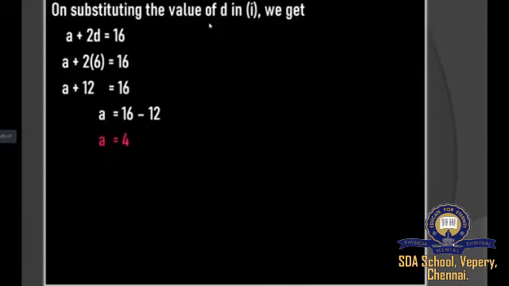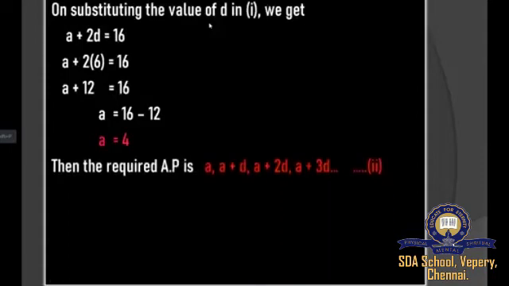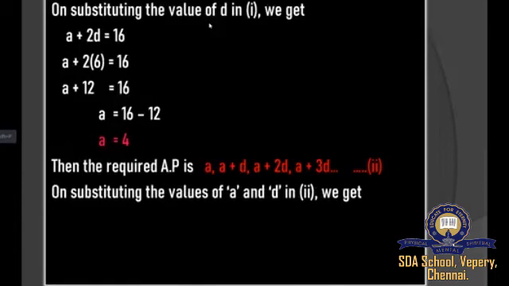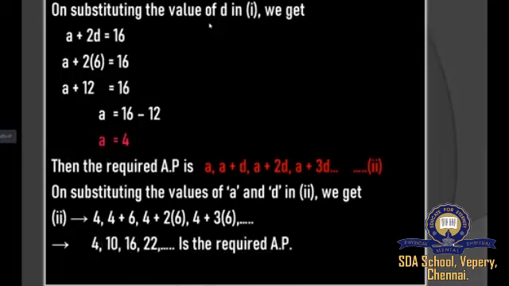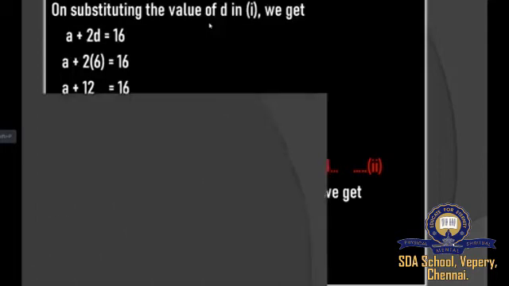So here I know what a and d are, right? So directly I can substitute these two values in the general form of an AP. The required AP is a, a plus d, a plus 2d, and so on. It will keep on going. Here I am substituting, my answer will be 4, 4 plus 6. Then what is the required AP? 4, 10, 16, 22, and so on. Hope you people understand.